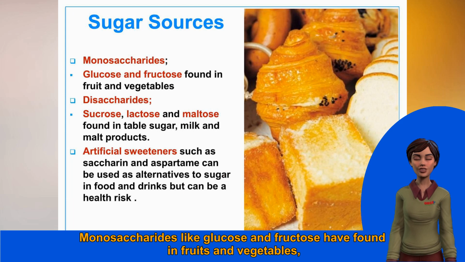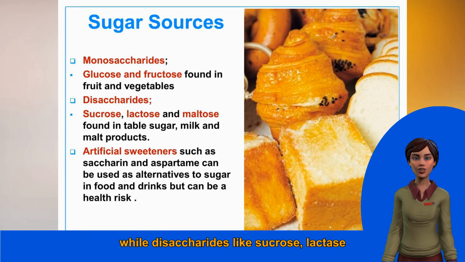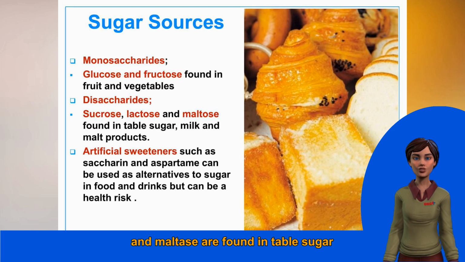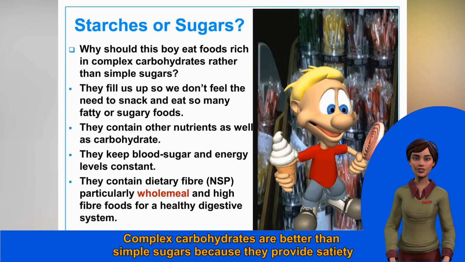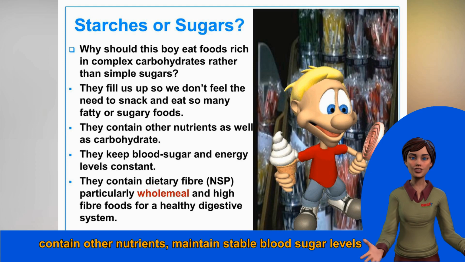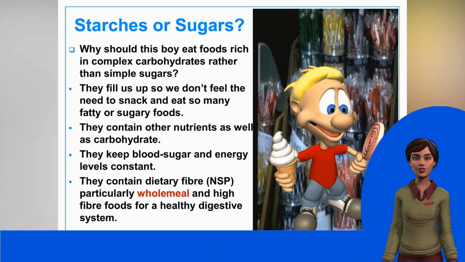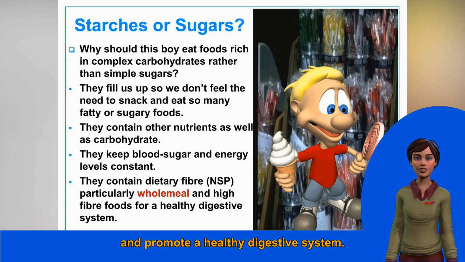Monosaccharides like glucose and fructose are found in fruits and vegetables, while disaccharides like sucrose, lactose, and maltose are found in table sugar, milk, and malt products. Complex carbohydrates are better than simple sugars because they provide satiety, contain other nutrients, maintain stable blood sugar levels, and promote a healthy digestive system.